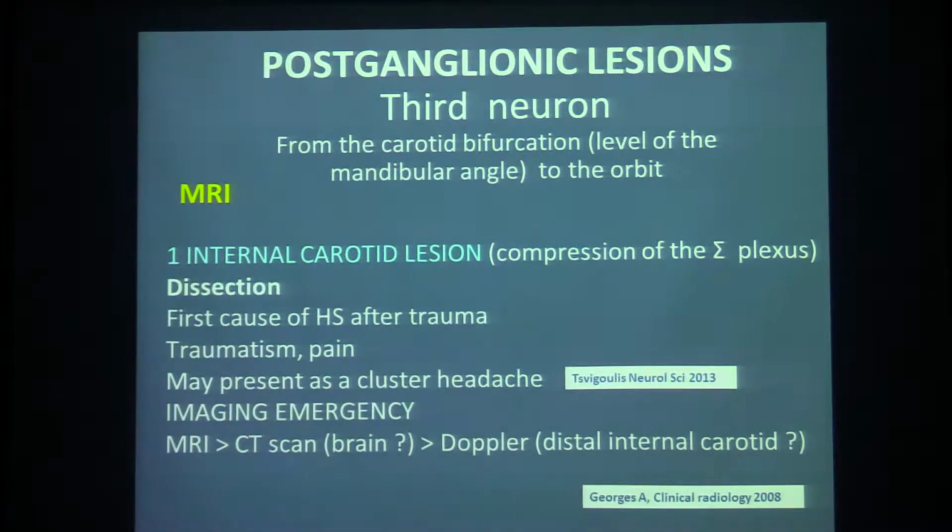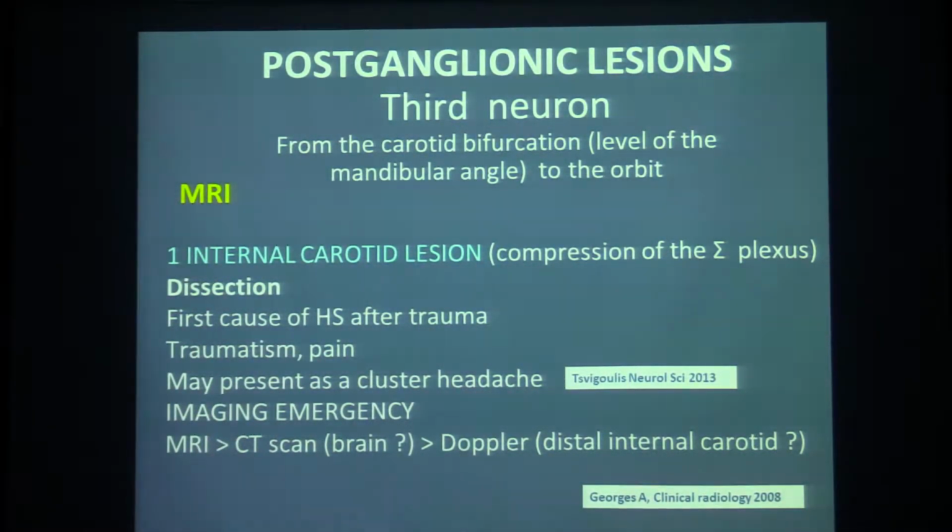And at last, the postganglionic lesion, it's the lesion of the third neuron from the carotid bifurcation to the orbit, and the first cause is an abnormality of the internal carotid, and the first lesion of this internal carotid is the dissection. And it's what we see the most. It's the patient that comes, he has a Horner syndrome, and the question is, is it a carotid dissection or not? And you know that it is a serious problem because it needs a specific treatment and it can be complicated. It may present as a cluster headache, and there is often a story of traumatism, and it is painful.